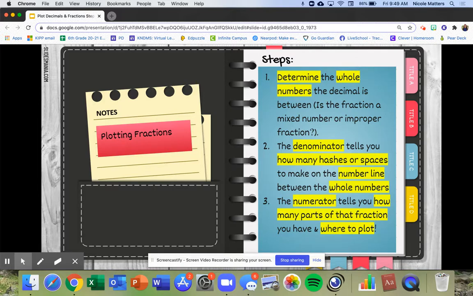The third step is that the numerator tells you how many parts of a fraction you have and where to plot. So if I had 2/5, for example, I would make 5 hash marks because 5 is my denominator in between 0 and 1. And then the 2 tells me that I am on the second hash mark for plotting. Go ahead and take a moment to write these down as well. This is an important skill to get down.